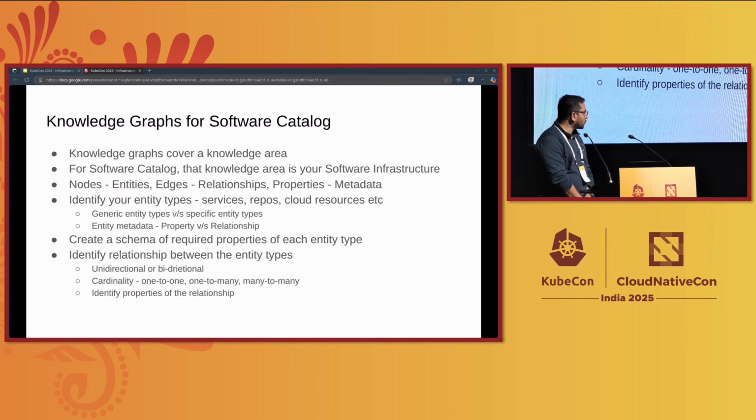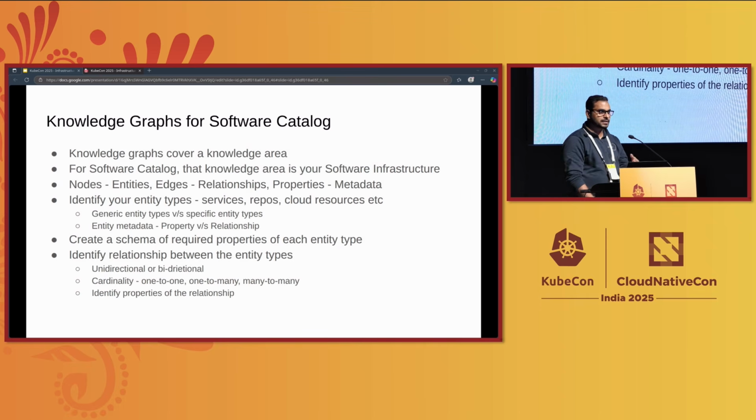Now, how do you go about building a knowledge graph for your entities, right? You have to first identify the entity types. Typically, it would be services, repos. You can think about, on a day-to-day basis as an engineer, what would you touch upon as a software entity? All of those are entities, right? And then figure out what kind of metadata would be part of those entities.